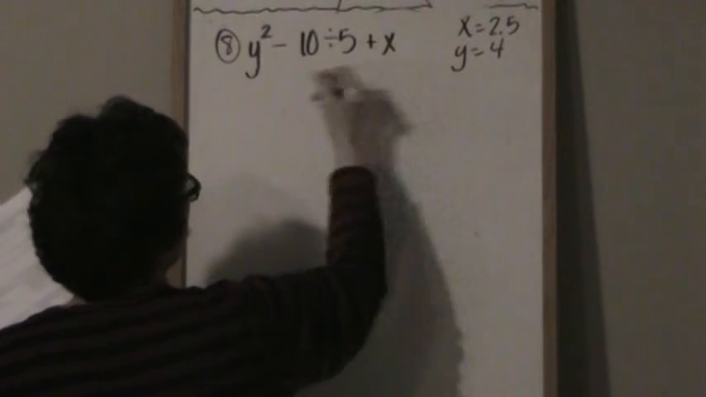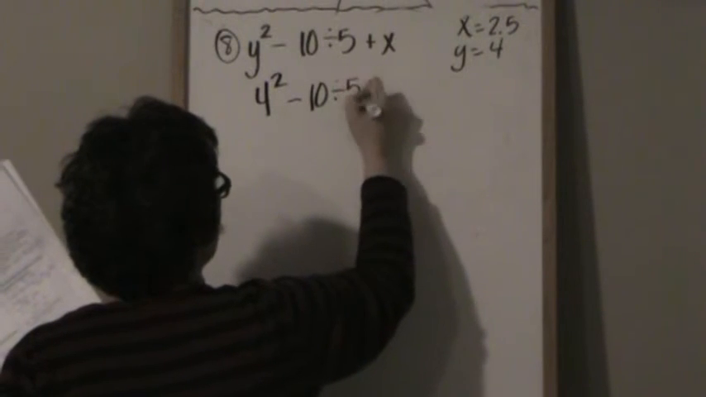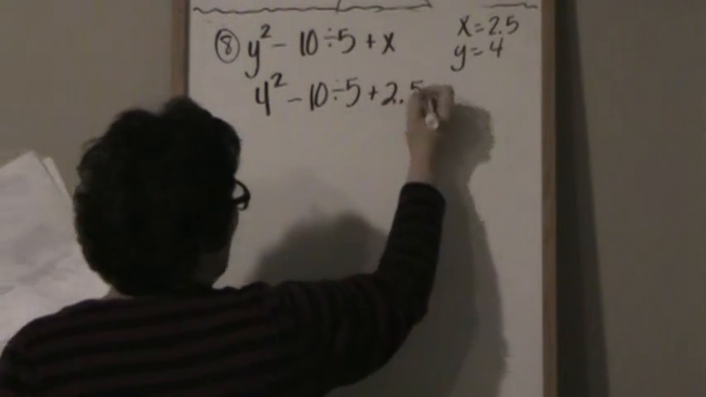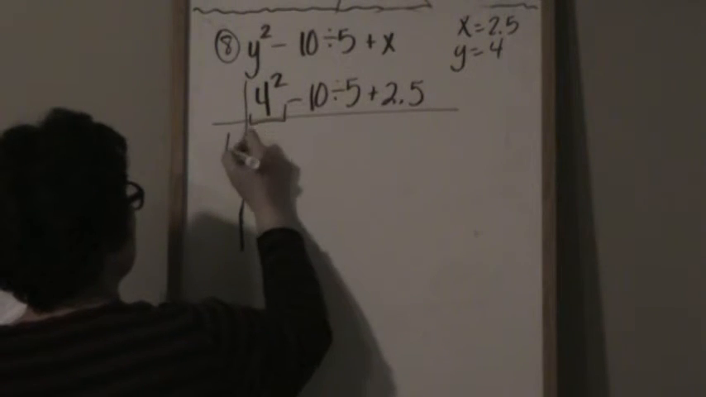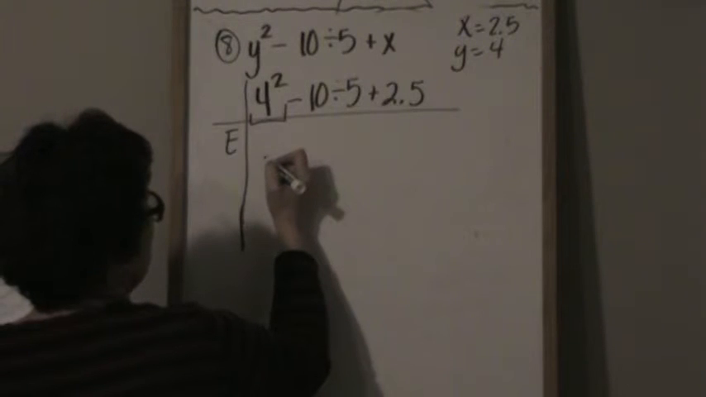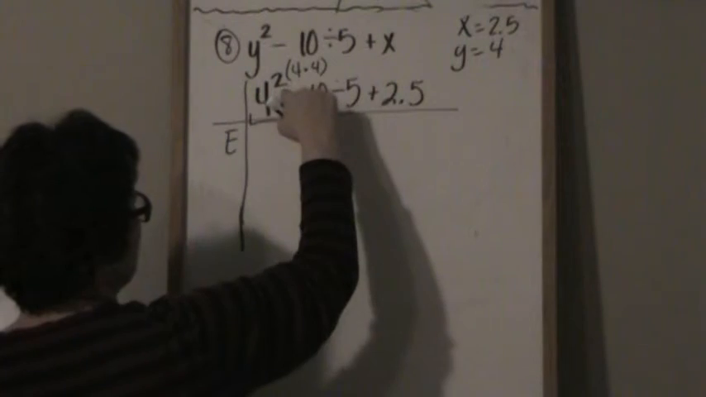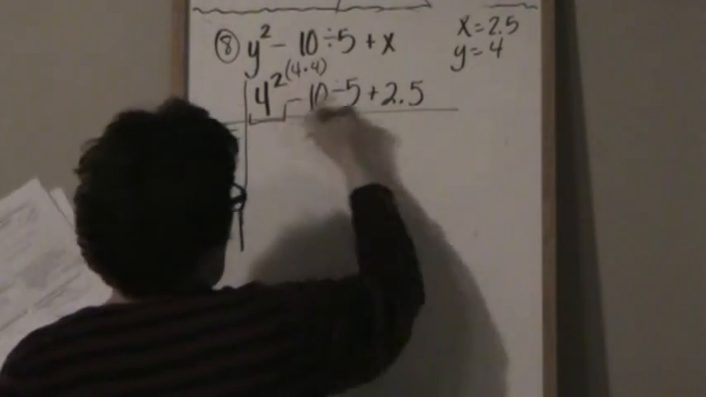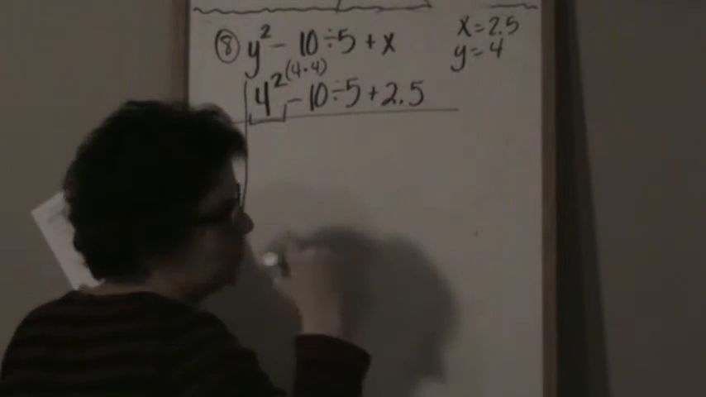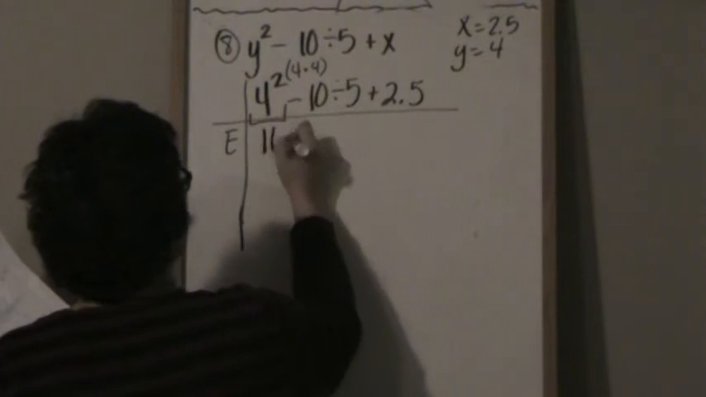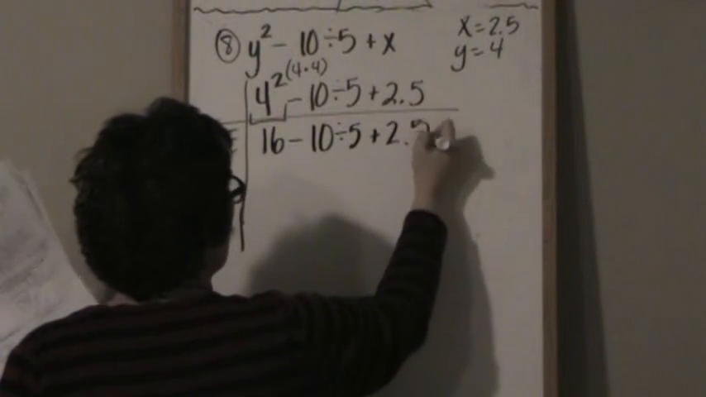Okay, Y squared would be 4 squared, or to the second power, minus 10 divided by 5 plus 2.5. There we go. All right, my exponent comes first. 4 times 4. Not 4 times 2. Remember, that's your fatal flaw. Not 4 times 2. 4 times 4. 4 to the second power is 16 minus 10 divided by 5 plus 2.5.